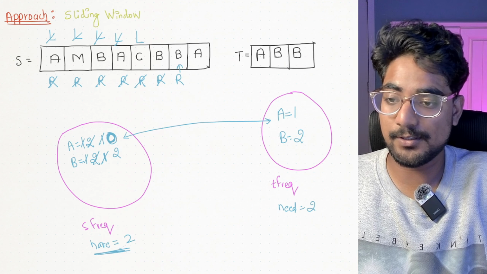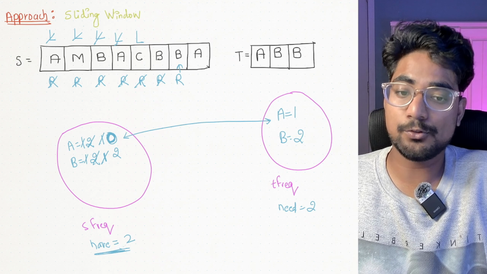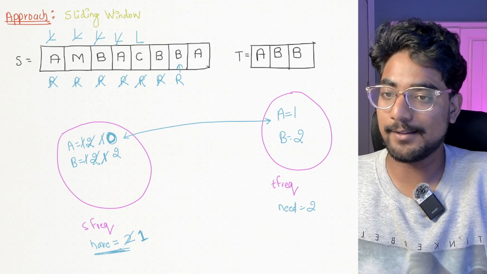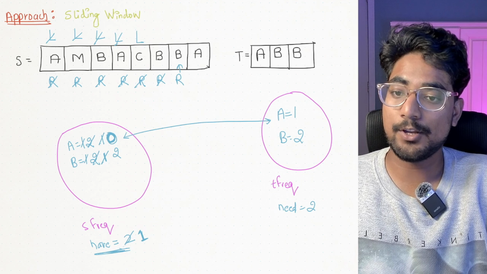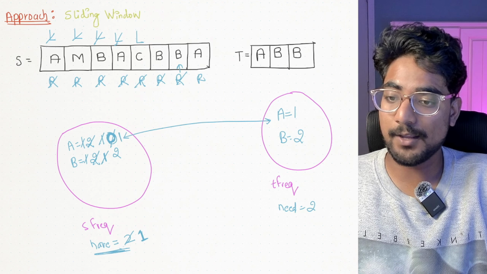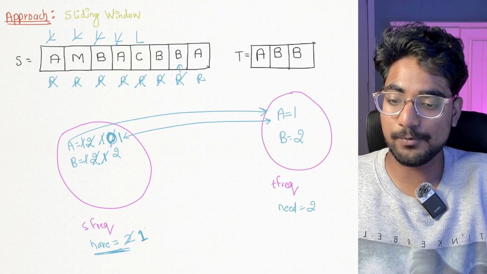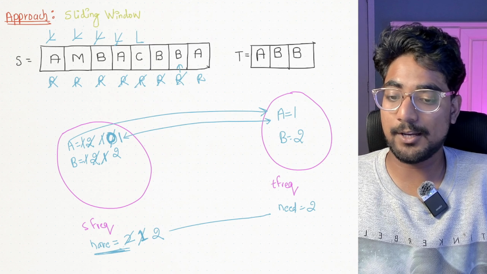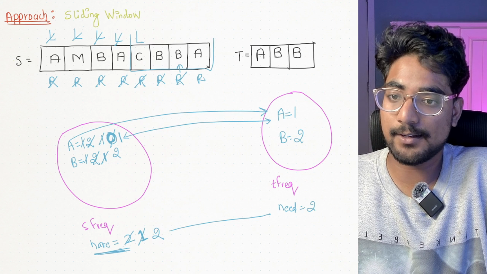Because the value of A just got lower than what it used to be, right? And that's why your have becomes 1 now, and this is no more a valid answer. Then what we'll do in this case, we'll increase our right pointer again, and now you'll increase your right to A, and the value of A becomes again 1, okay, which is exactly what we are looking for, and that's why your have will become 2 again. And since your have and need become 2, so this is a valid answer, right?